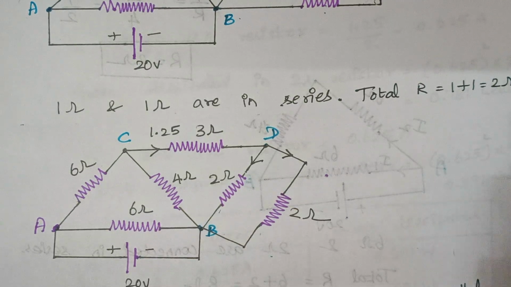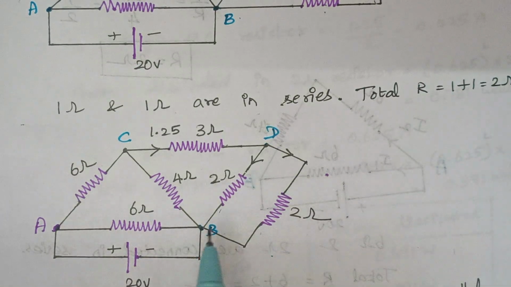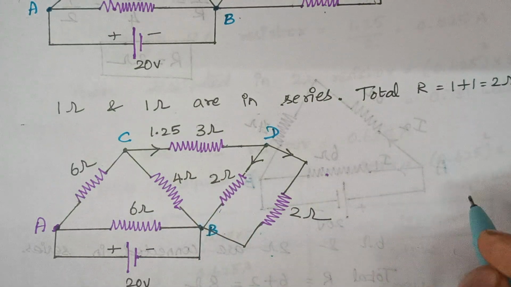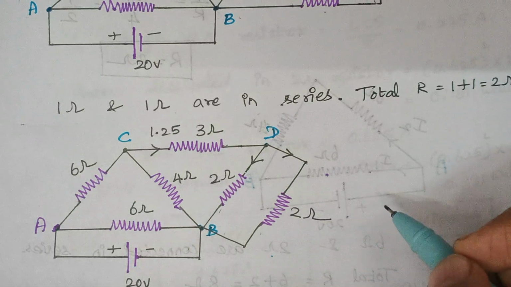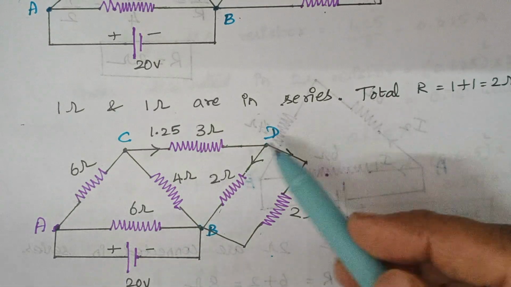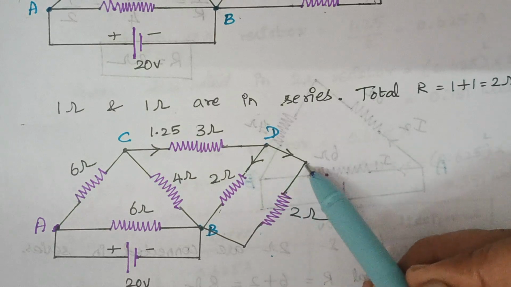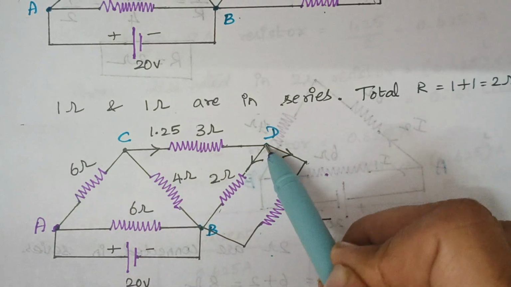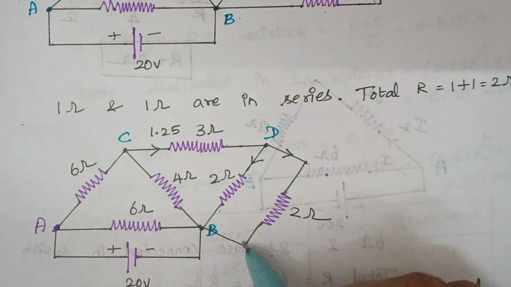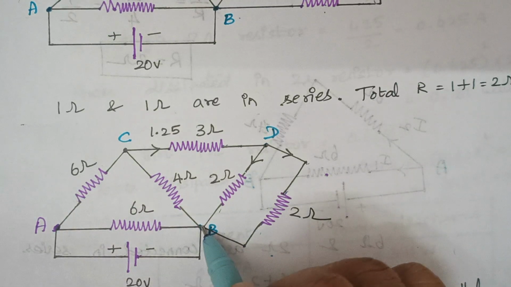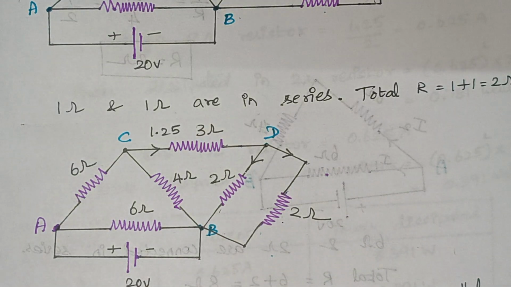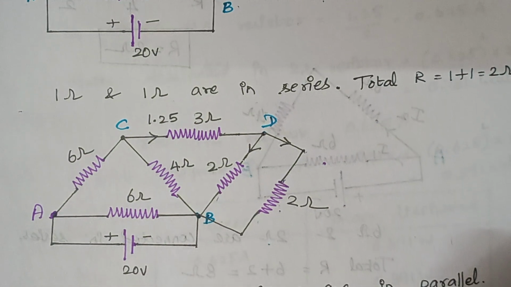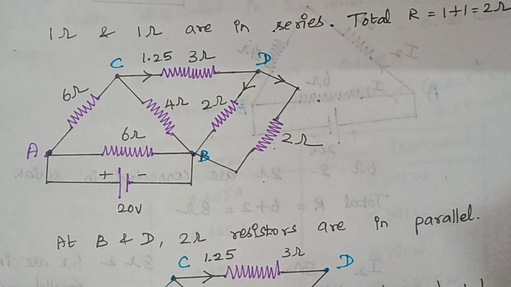Now again, when you look at these two 2 ohm resistors, we can easily tell whether they are connected in parallel or in series. They are connected in parallel because one end of both the resistors is connected to a common node and the other end of both the resistors is connected to another common node. So these two resistors are in parallel. Now we are going to combine those two resistors. How to calculate the value of resistors in parallel?